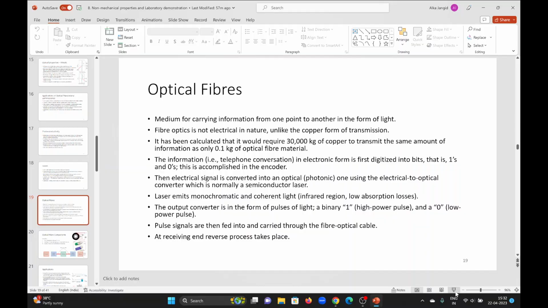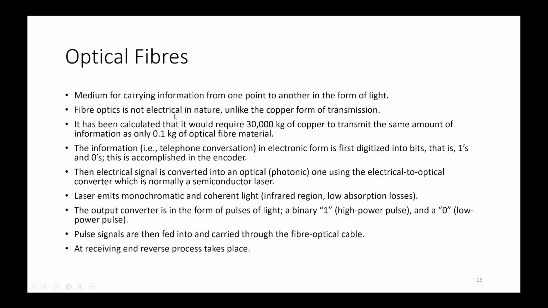It has been calculated that it would require 30,000 kg of copper to transmit the same amount of information as only 0.1 kg of optical fiber material. This is a very fast type of information transfer because it involves light, and the speed of light is much faster compared to the speed of electrons inside a copper wire.